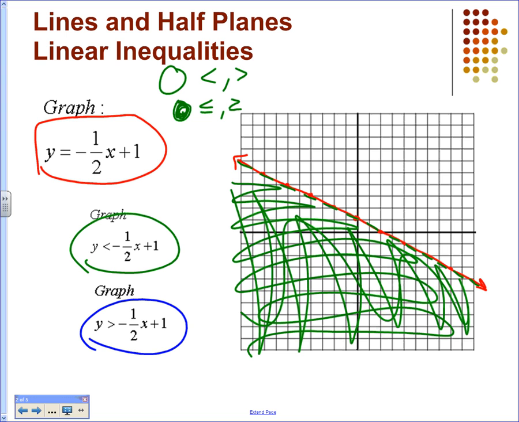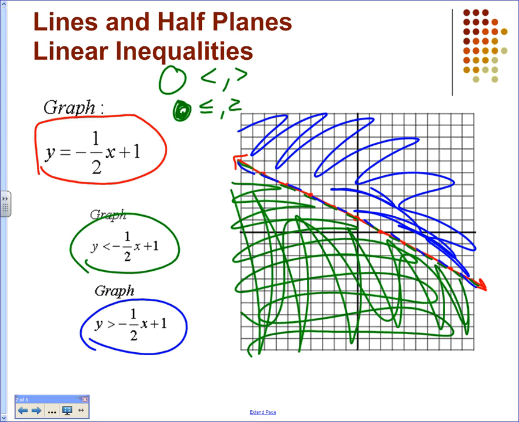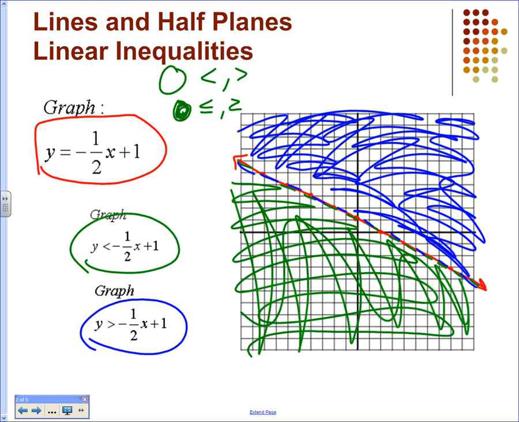Like this one. If it's greater than, it's going to be above, right? Is it still going to be the same dotted line? Right? And then shade above. So all up in here. Do y'all see how that works?